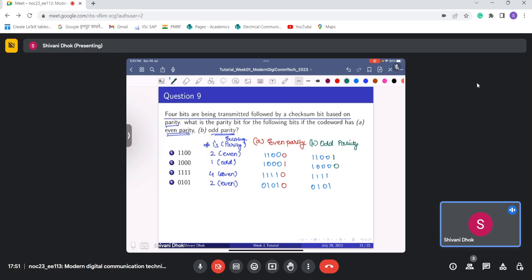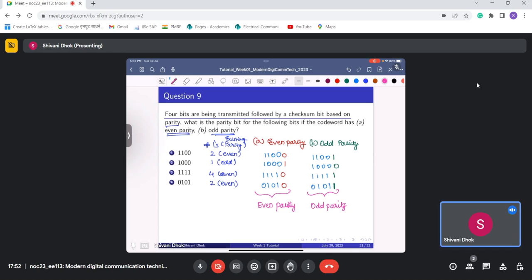Then for the third one, it is 1111. It is an even parity number, we need to make it odd parity, so we need to append one more 1. Similarly for the last one, 0101, it has two ones, that is even parity, and we need to make it odd parity, so again we add an additional 1 here. So all the code words listed here have even parity and these have odd parity.